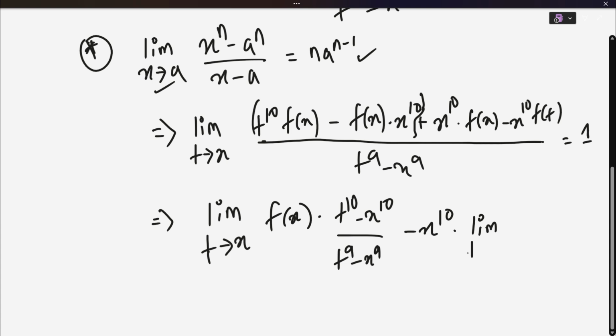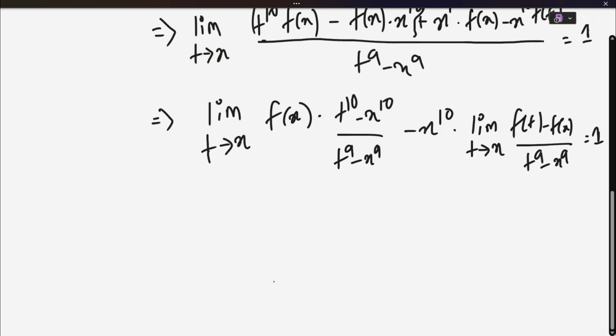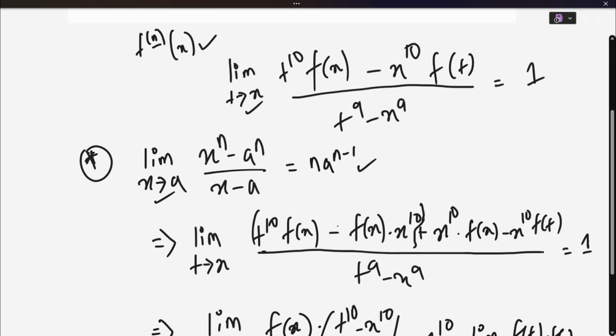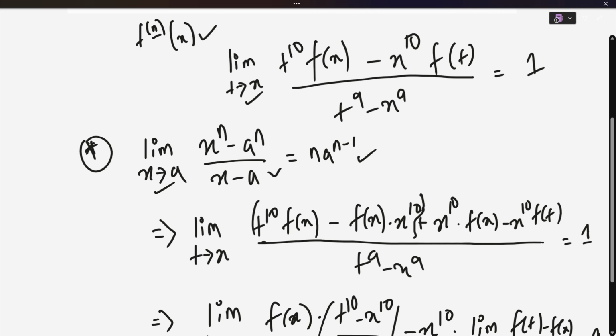Limit t tends to x, and we have f of t minus f of x divided by t to the power 9 minus x to the power 9 equals to 1. Okay. So we factor out f of x here, and now this part in the limit is reminiscent of the one we did here, the standard limit, but something is missing, right? So the x minus a factor is missing. How do we get that?